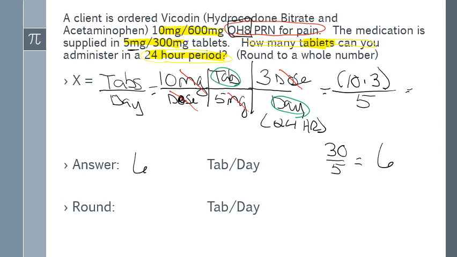So as the nurse, this is your order. Every time you go to give this medication, you are going to give 2 tablets, okay? But if you were asked how many can I give in an entire day, that would be a total of 6 tablets.